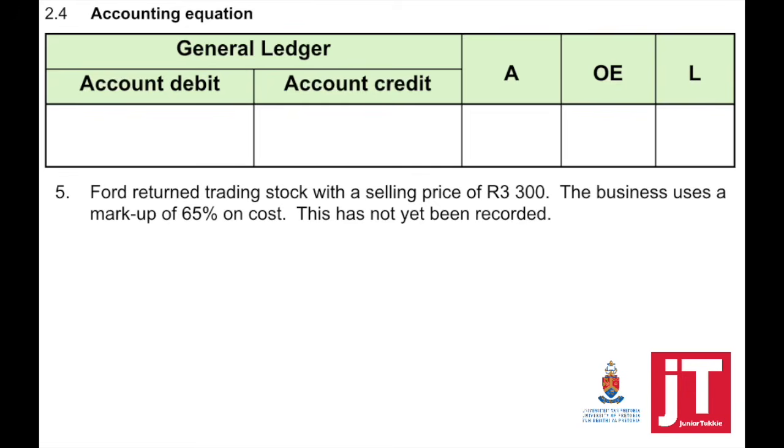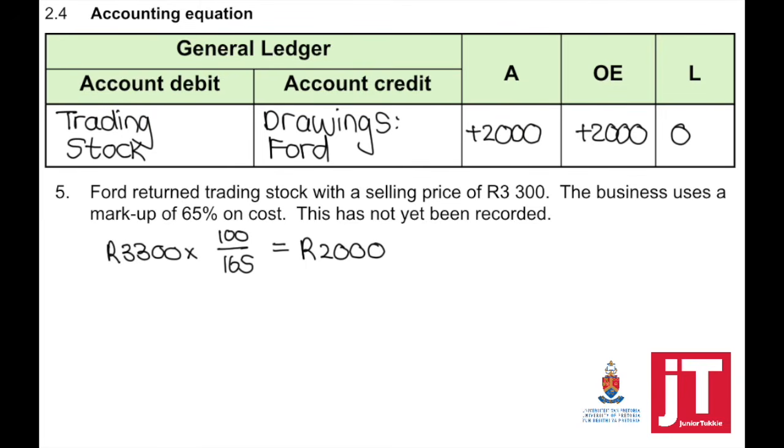The last question, accounting equation, we had to refer to transaction number 5. Ford returned trading stock with a selling price of 3,300. The business used a markup of 65% on cost. This has not yet been recorded. So if I look at this, number 1, we need to calculate the cost. To calculate the cost, we have to say times 100 divided by 165. Because the trading stock was returned by Ford, it means account debited trading stock, account credited drawings, and you have to name the partner, Ford. This will have a positive effect on my assets and a positive effect on the owner's equity.